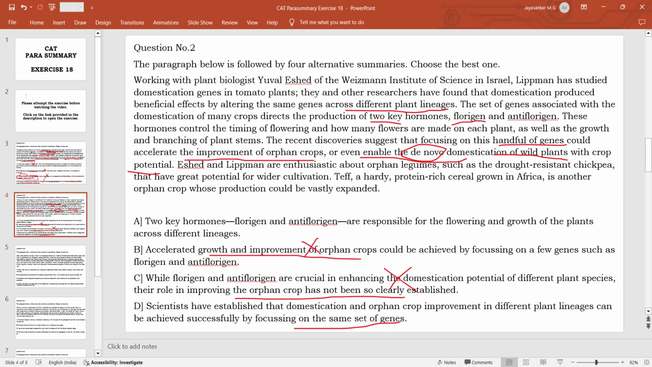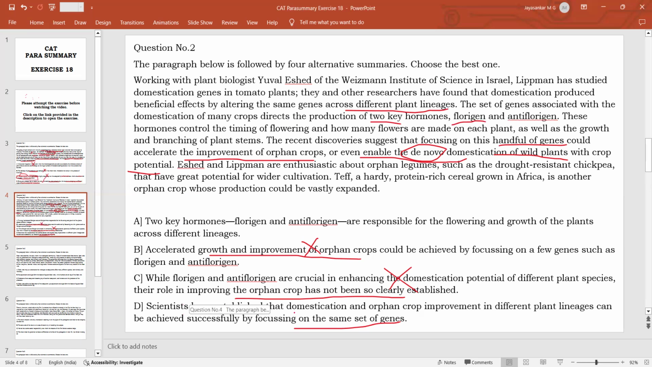How can you find a better answer? I have already told you, whenever you are faced with two options which are good answers, any option that talks about the essential idea in the passage more specifically will be the better answer. So, which is the option that talks about the essential idea in the passage more specifically?